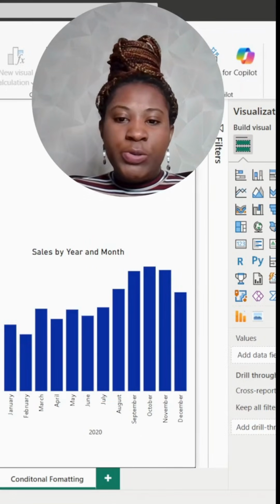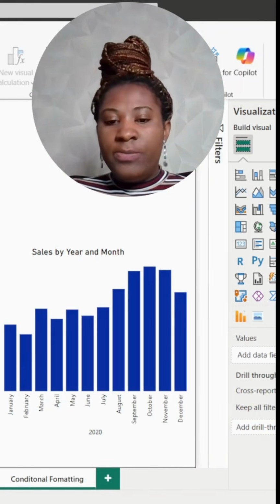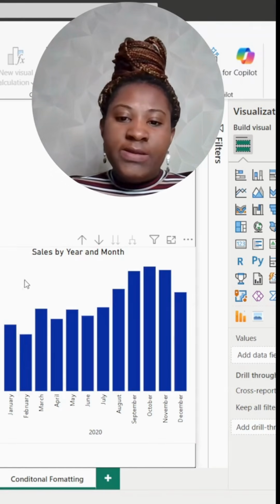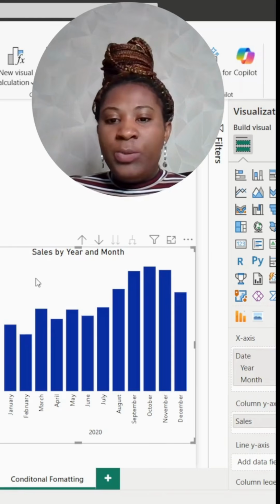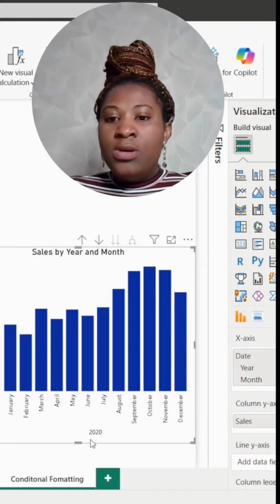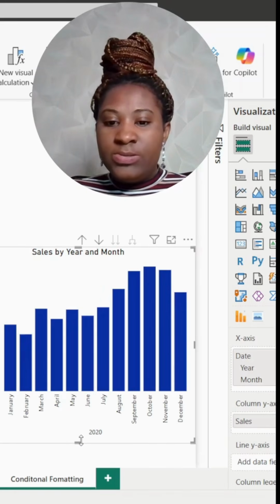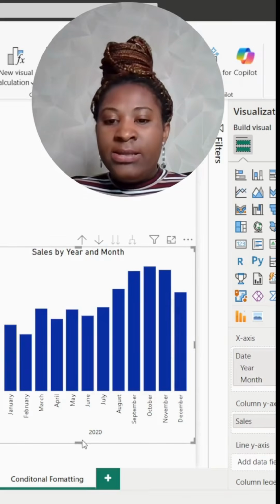I am going to show you how to highlight based on the condition in Power BI. So we have this bar chart that we have sales by month for the year of 2020. We also have budget data, so we want to check whether the sales was higher than the targets.